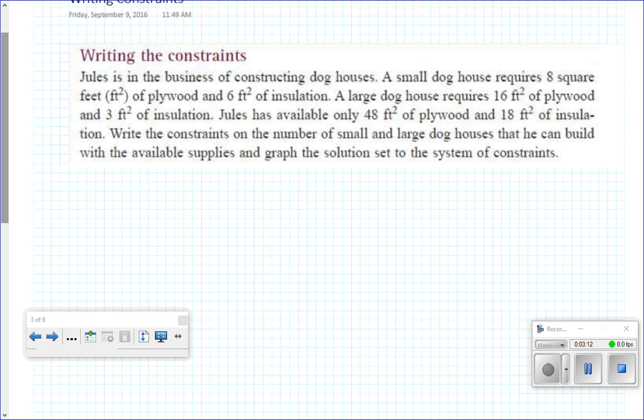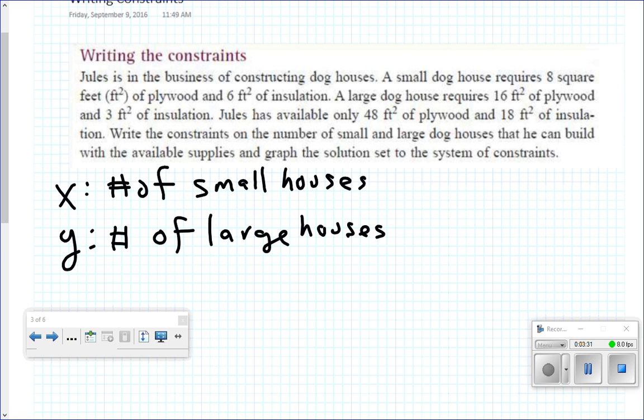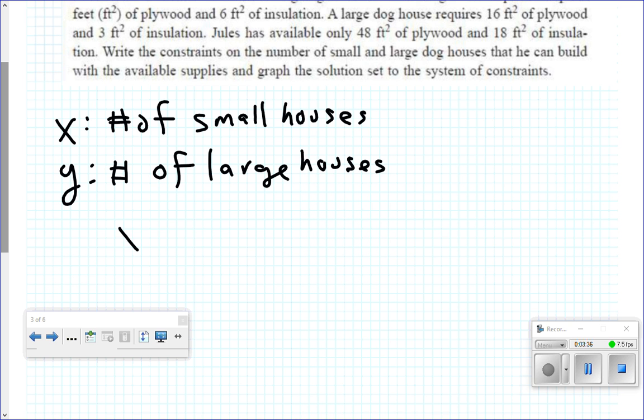So the first thing we do is write the variables. We're going to let x equal the number of small houses, and then let y equal the number of large houses. Then we look for constraints. Whenever we have a situation like this, we always have a given constraint, and that is the fact that x has to be positive and y has to be positive. In the context of the situation, we can't have negative dog houses.